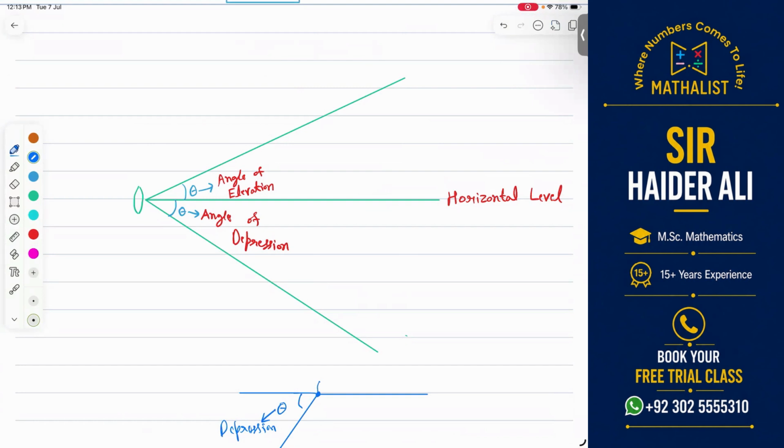It looks like if you observe something above. Here is some object and you are here watching this object from here, then this angle is known as the angle of elevation. And if you look at some object downwards, that angle is known as the angle of depression.